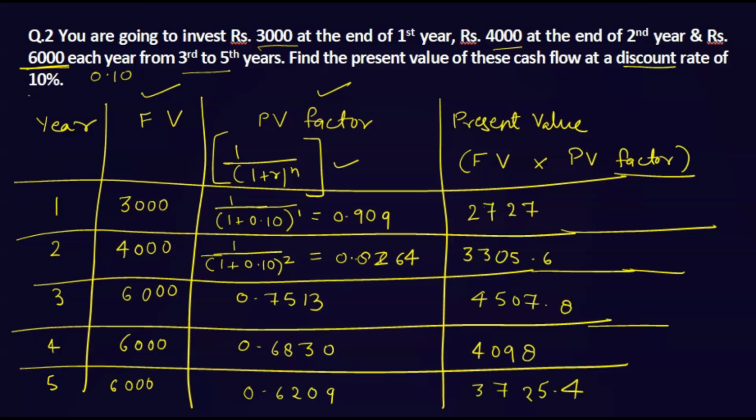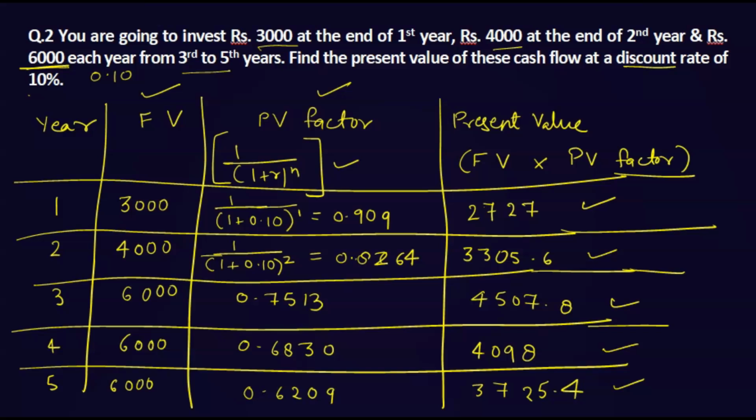I have calculated all the values. We'll get these values as the present value. So each year the present value will be different. Like for 3000 it is 2727, for 4000 it is 3305.6. Like this, for all the years we can calculate the present value.